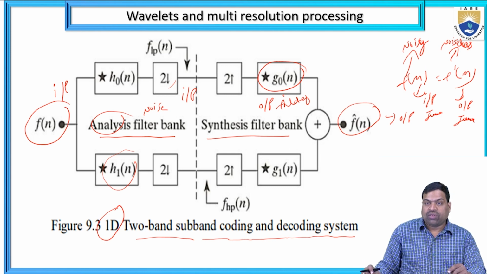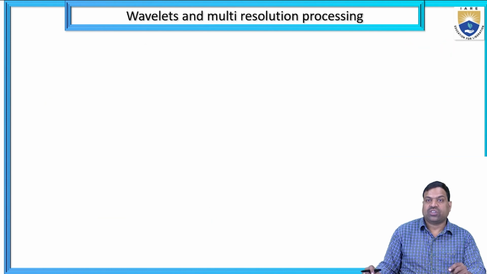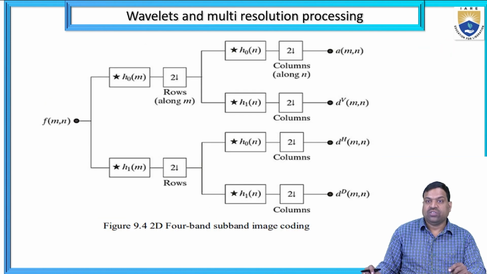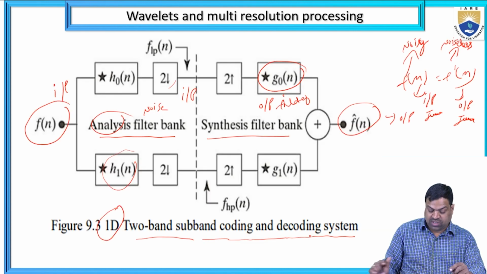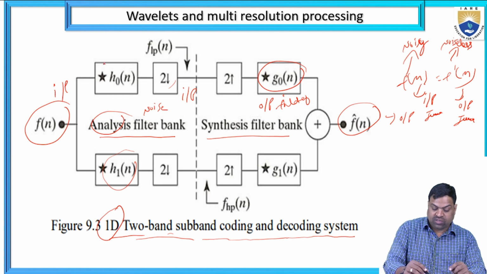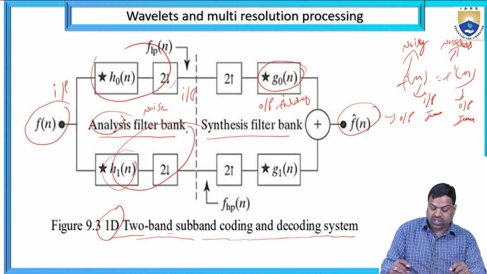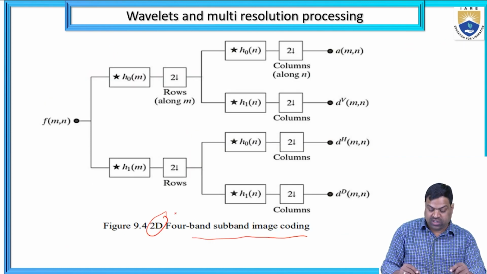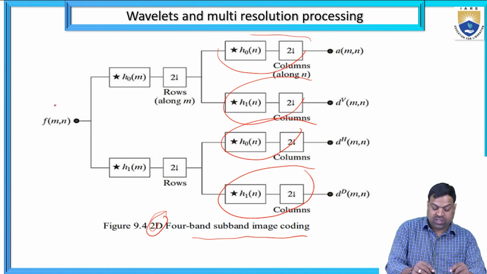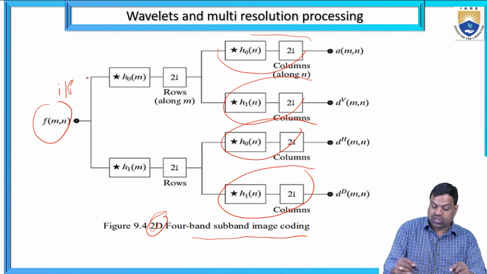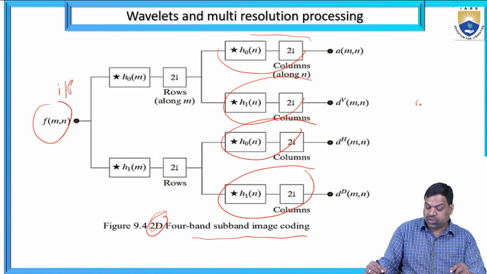So 1D 2-band subband coding and decoding systems are here. And here it is a 2D 4-band subband system. Here 1D 2-band, it is 1 band and 2-band. Here 2D 4-band, 2D with 4 bands: first band, second, third, and fourth. Here f of m comma n is the input, f dash of m comma n is the output.